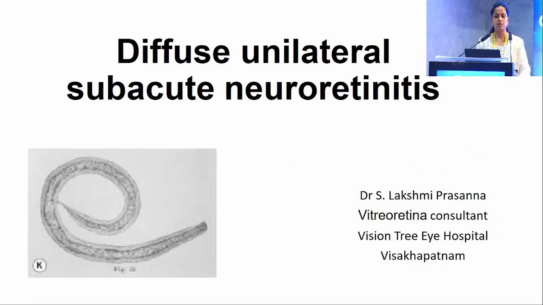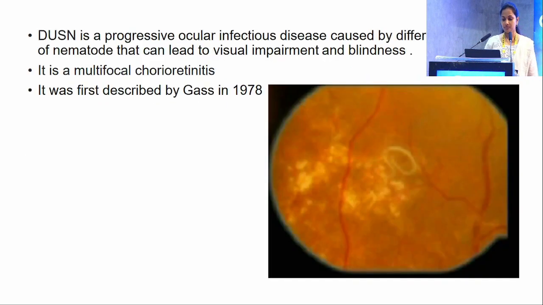Today I'm going to talk about DUSN. DUSN is a progressive ocular infectious disease caused by different species of nematodes that can lead to visual impairment and blindness. It is a multifocal chorioretinitis. It was first described by Gass in 1978.